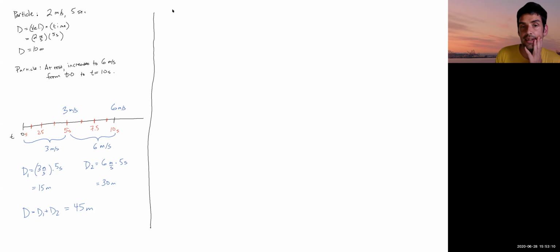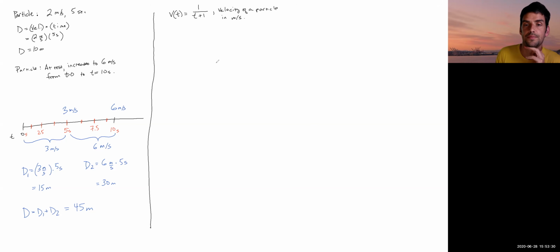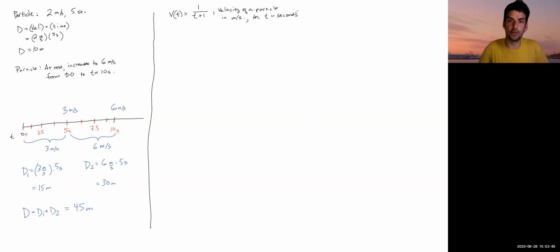So now let's go back to functions. Let's say I have a function, v of t, equal to 1 over t plus 1, that gives the velocity of a particle in meters per second. That also implies that t is in seconds. So t is our time, right? We start the clock at some arbitrary 0 point, and our particle moves with velocity given by this formula.